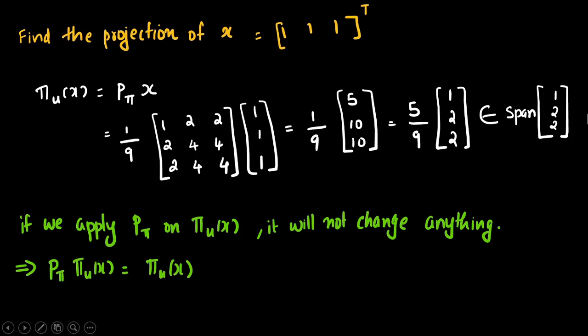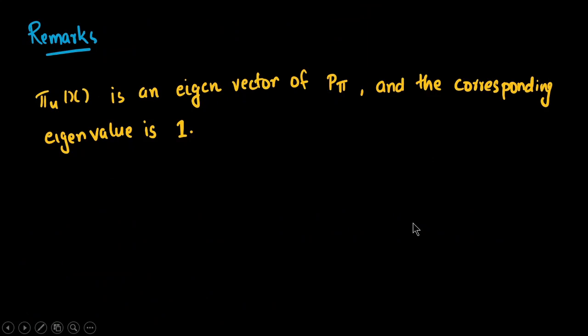That means this is the projection, and if we again multiply it with P pi, it will not change. We will get the same answer. And the remark: pi u of x is an eigenvector of P pi, and the corresponding eigenvalue is 1. That we will study later. That's all.